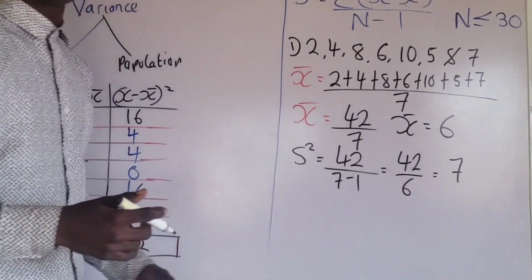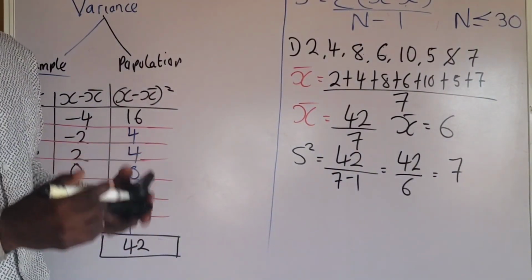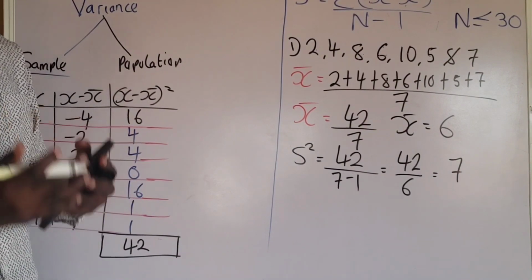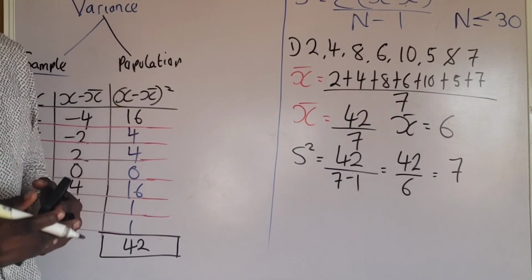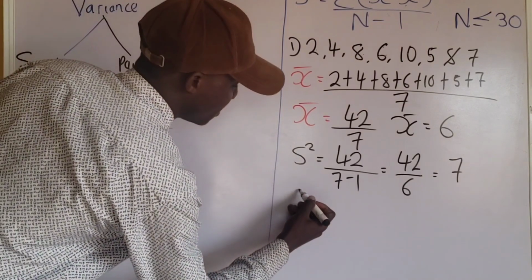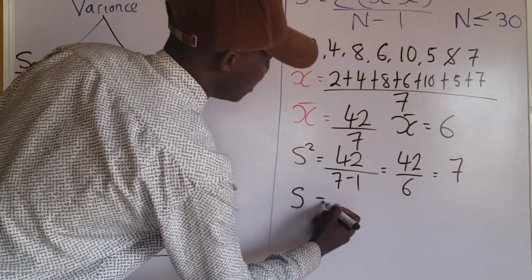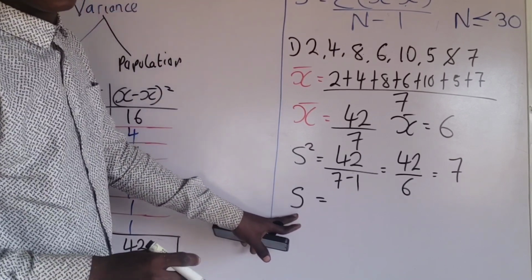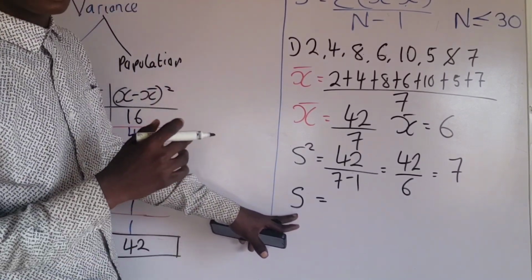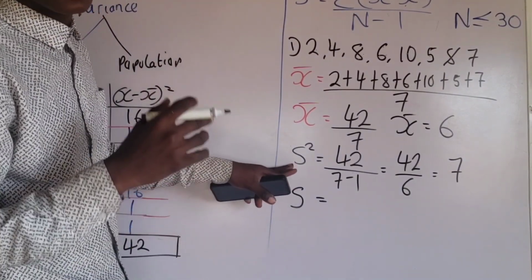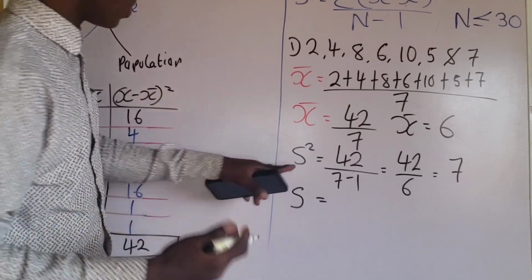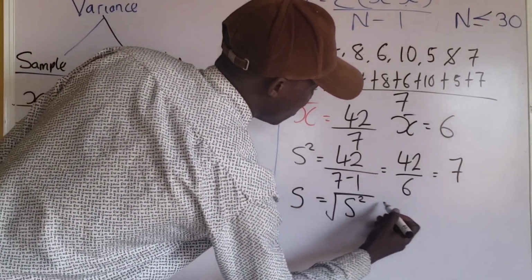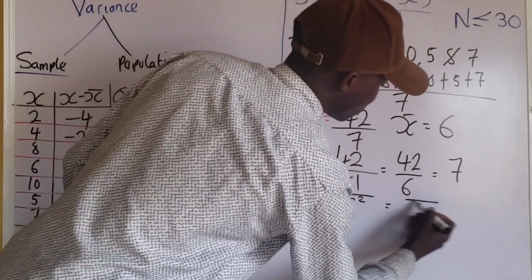Now, since you have already gotten your variance, you can easily determine the standard deviation. Standard deviation is the square root of variance. Okay, so standard deviation for sample data is given by this. We represent it by s. This is the symbol for standard deviation. S squared is the symbol for sample variance. Okay, so s is equal to the square root of s squared, which is equal to the square root of 7.